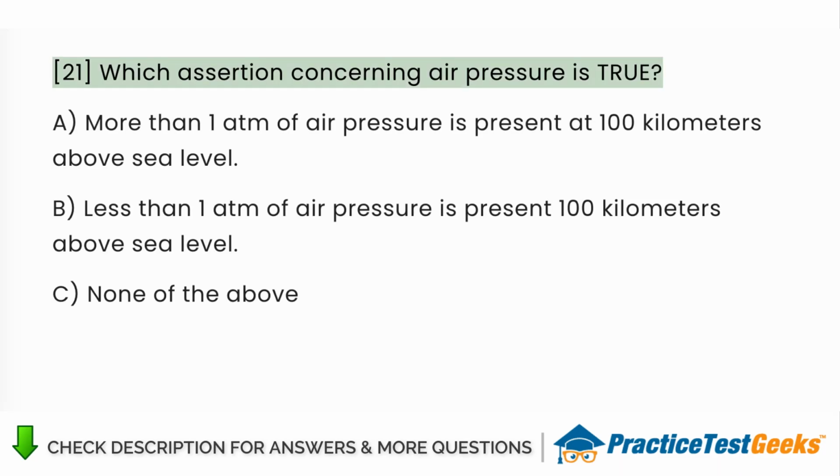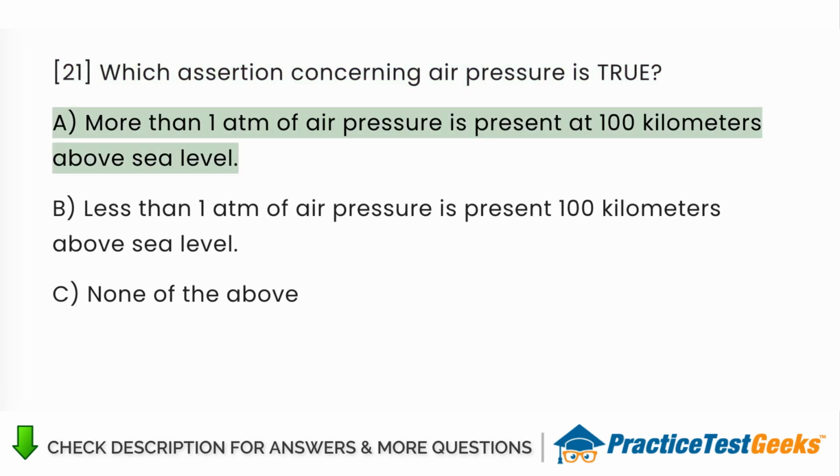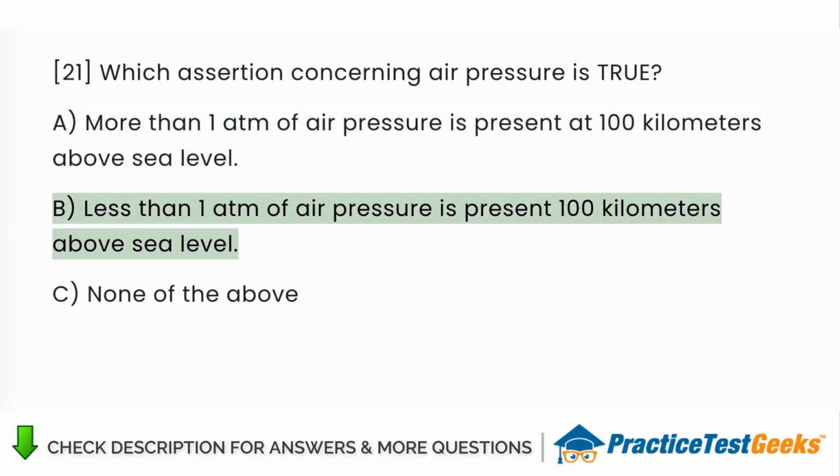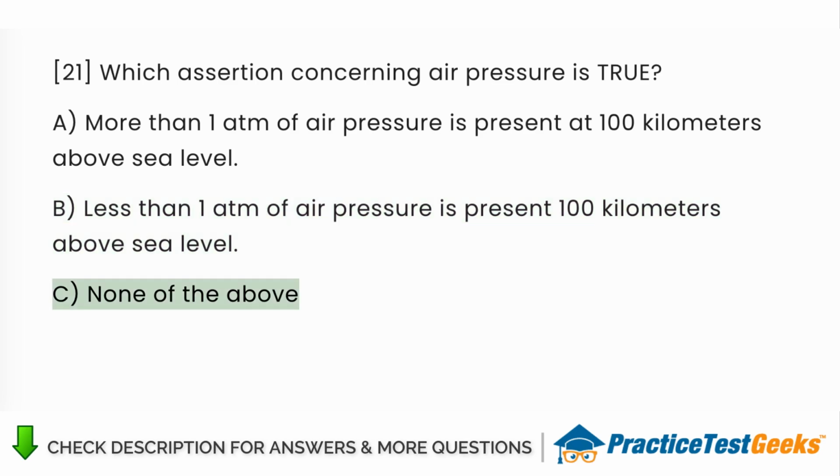Which assertion concerning air pressure is true? A. More than 1 atm of air pressure is present at 100 km above sea level. B. Less than 1 atm of air pressure is present 100 km above sea level. C. None of the above.